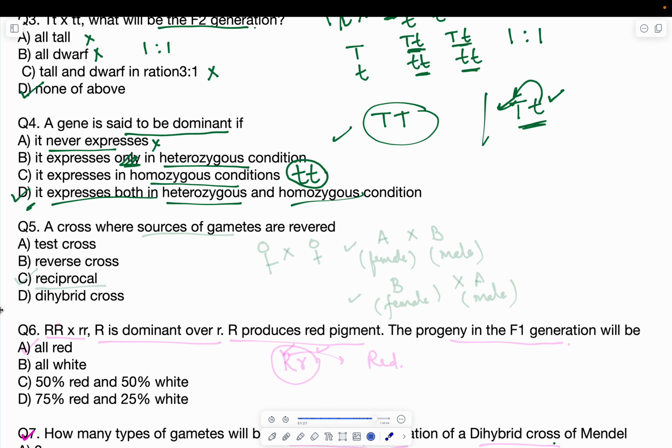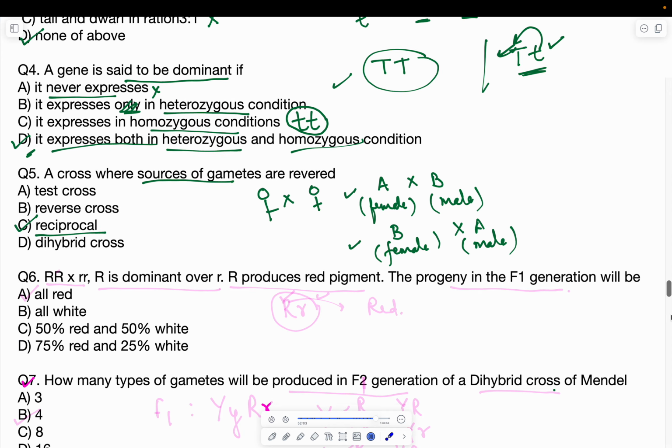A cross where the sources of gametes are reversed is a reciprocal cross. Like in the first cross, you are considering this plant. We'll mark them as A and B plants. A is female and B is male. And in the second cross, you are considering B as female and A as male. So the type of crosses where genders are reversed are known as reciprocal crosses.